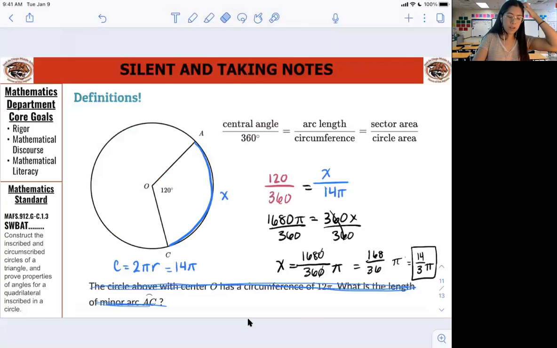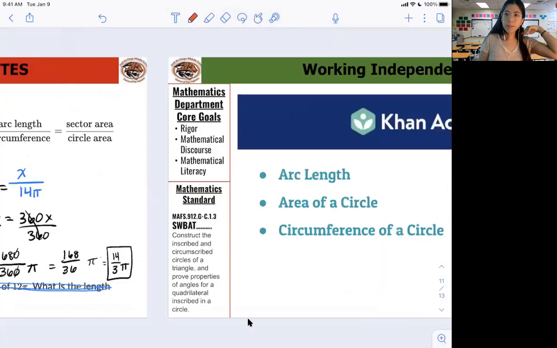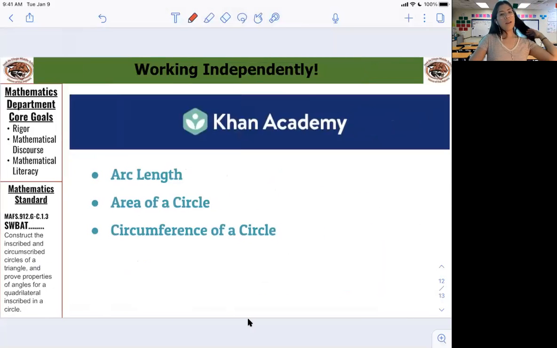So now we have 20 minutes. I want you guys to go ahead and go on to Khan Academy. I'm about to release these 3 assignments. 2 are easy, 1 is slightly more challenging, but the area of a circle and circumference of a circle should be pretty easy. Those should not take you more than like 5 minutes each. So go ahead and get started on them as soon as they come up.